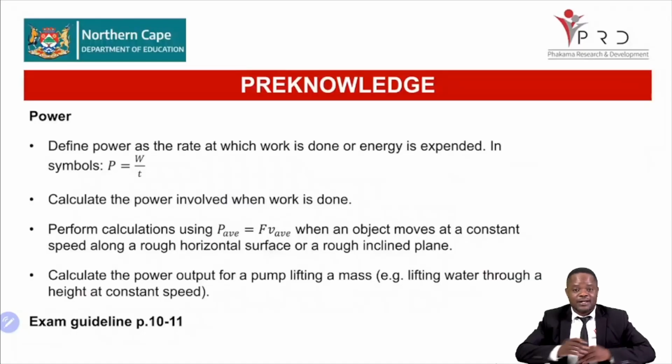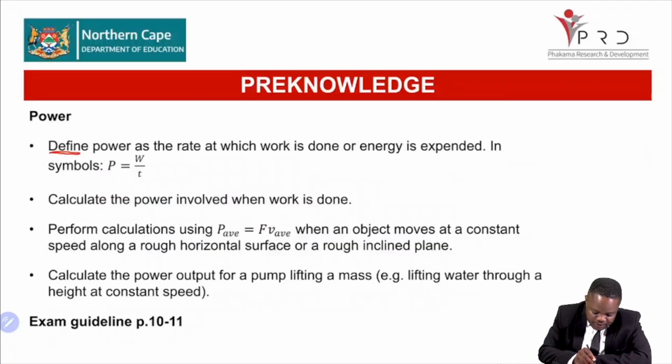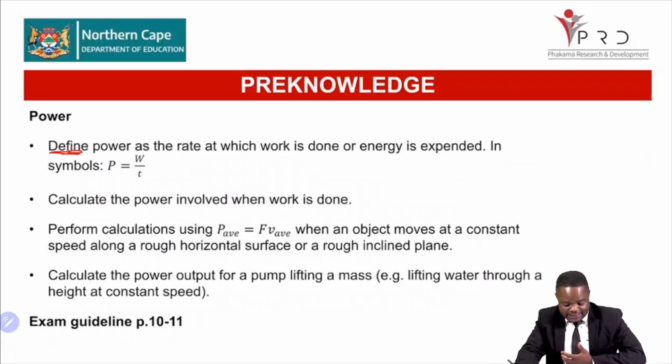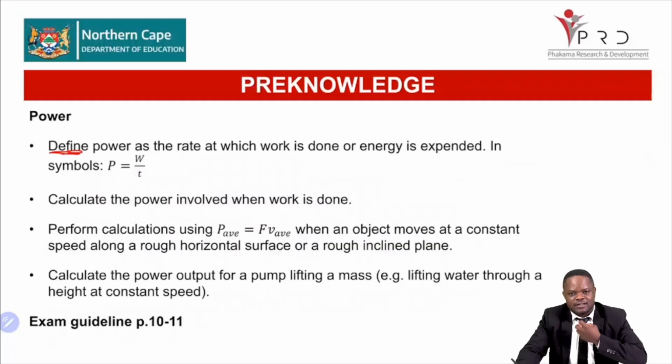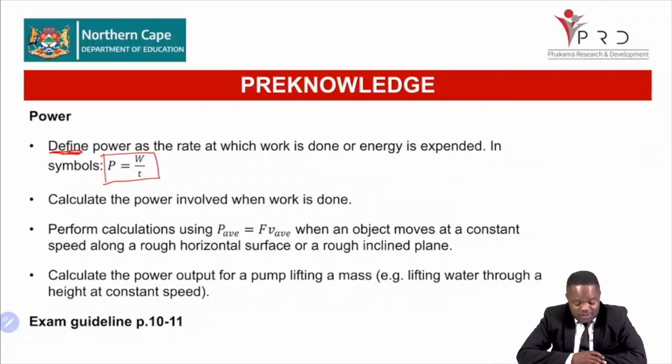Right, then the last part was power. The first thing, you should be able to define power as the rate at which work is done, or the rate at which energy is expended. And power in symbols is equal to W divided by t, where W is the work done and t is your time in seconds. And you should be able to calculate the power involved when work is done.